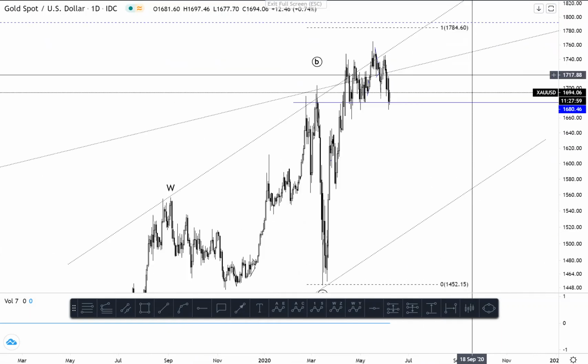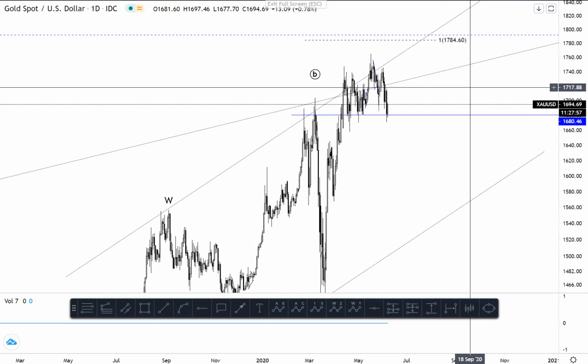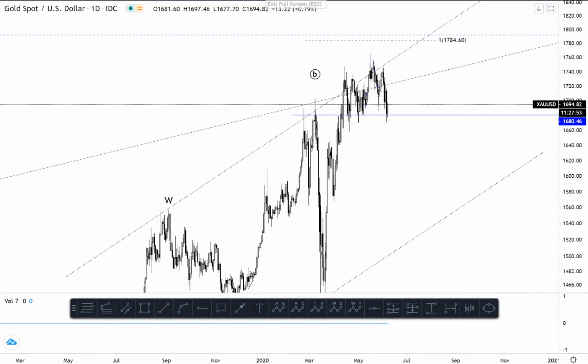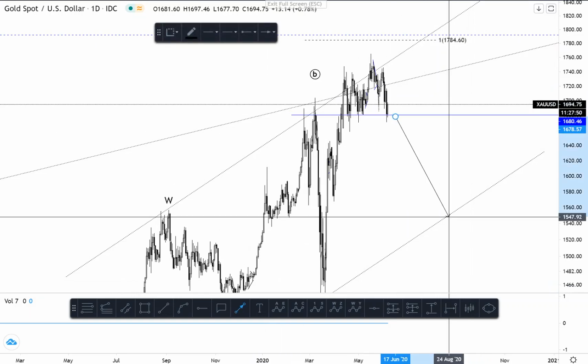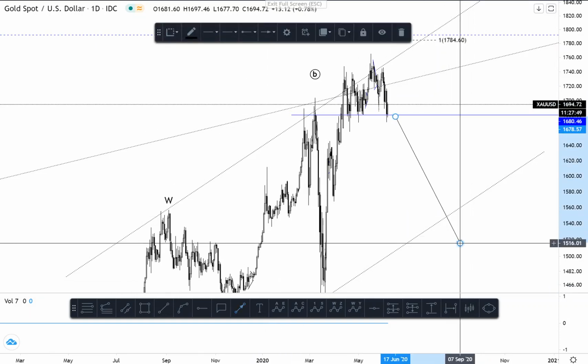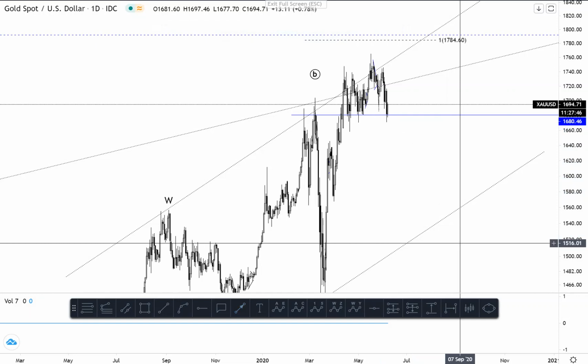Again, gold, we could see another sharp move higher, which is what I'm expecting. However, we need to be attentive to a break of 1680. If we do see a break of 1680, prepare for a meltdown. If we don't, prepare for upside. And that's the way we trade the market.